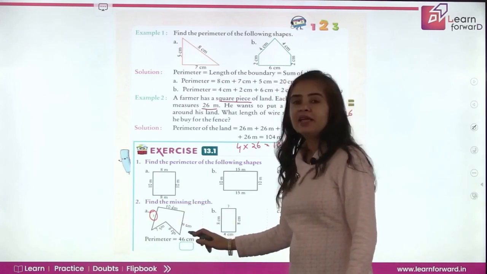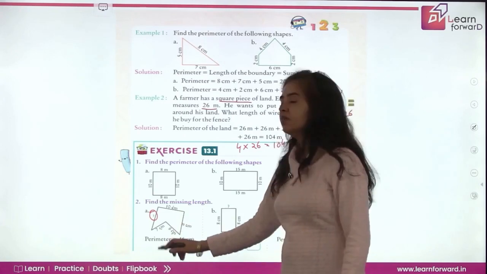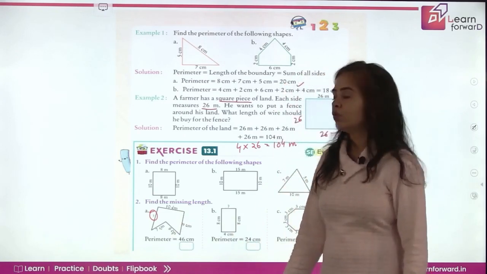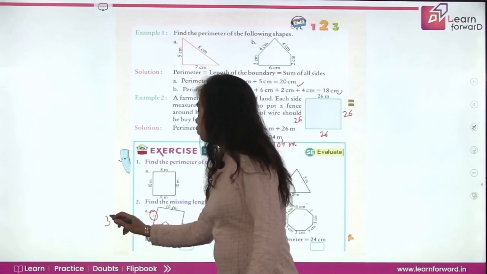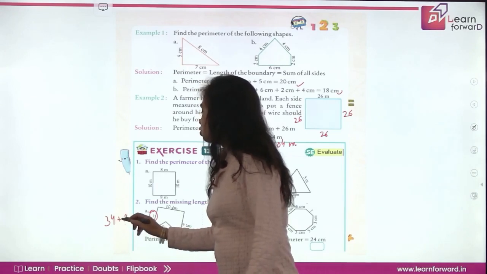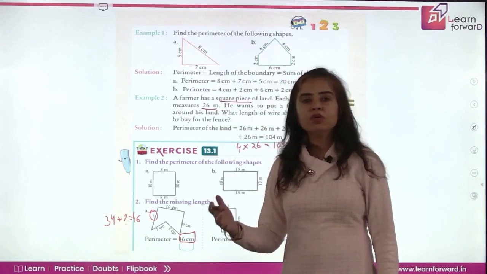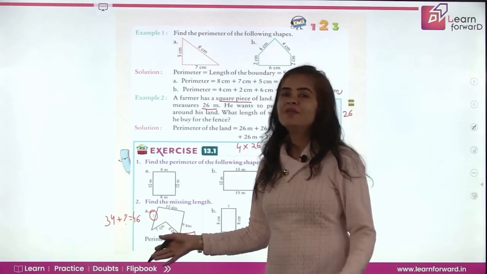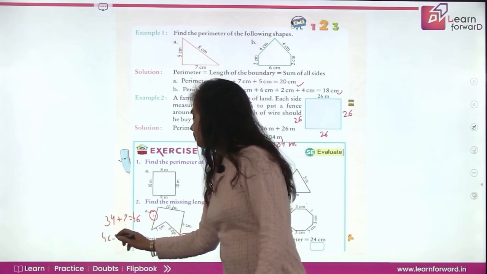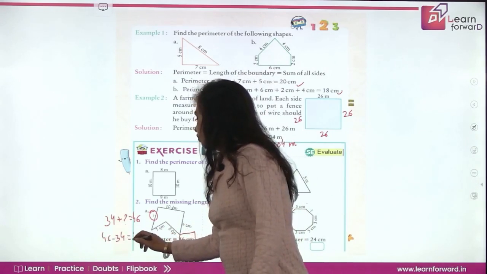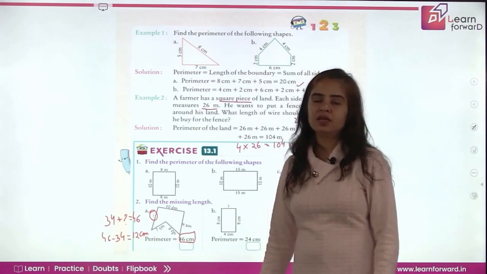So 10 plus 9 is 19. 19 plus 8 is 27. 27 plus 7 is 34, and the total is 46. That means 34 plus this question mark is the total perimeter. So what do you think? What could this question mark be? Subtract. Yes, 46 minus 34 is 12. So 12 centimeter is this missing side here.